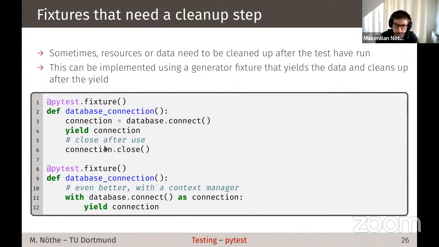And if your resource provides a context manager, this is even better, because then you can just yield inside the context manager. So you connect to your database and use the context manager to do this. And then you can yield this connection. The test runs inside this with statement. And when the test is finished, the with statement exits and closes your connection to the database or cleans up your file, or whatever you can think of that needs a cleanup step. This is really, really useful if you have these cleanups to do after you acquired some resource for your tests.